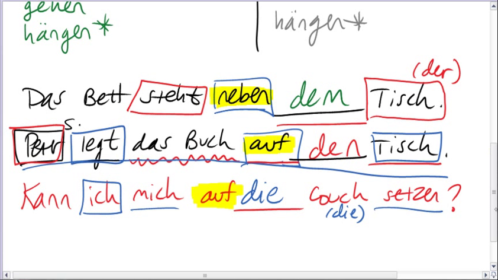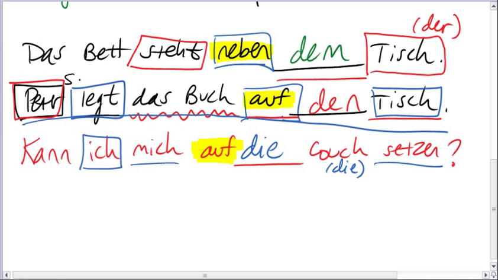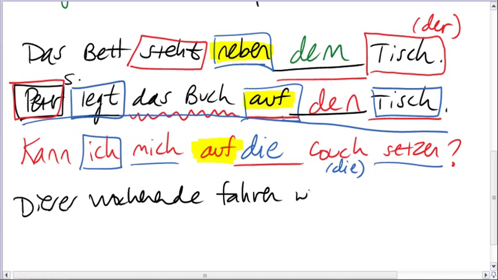Take another example, this time with fahren. So dieses Wochenende fahren wir in die Schweiz. So Switzerland, right? So Switzerland, Schweiz always takes an article, die. So, dieses Wochenende fahren wir in die Schweiz.